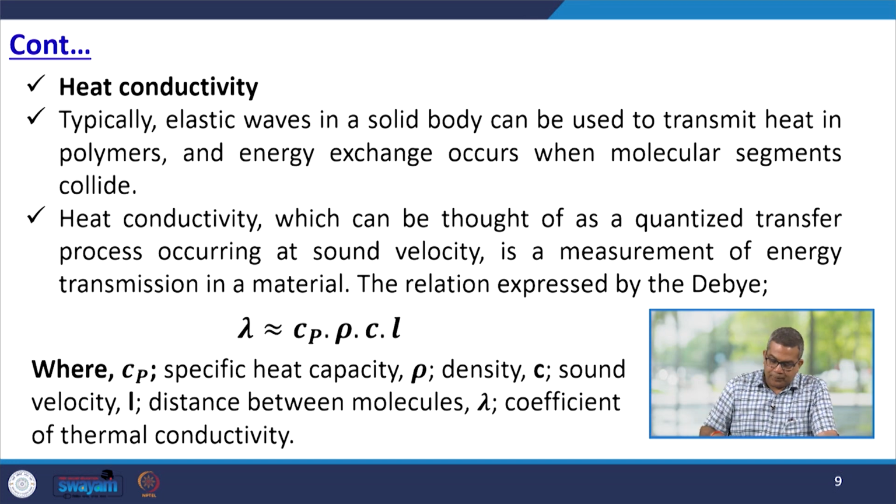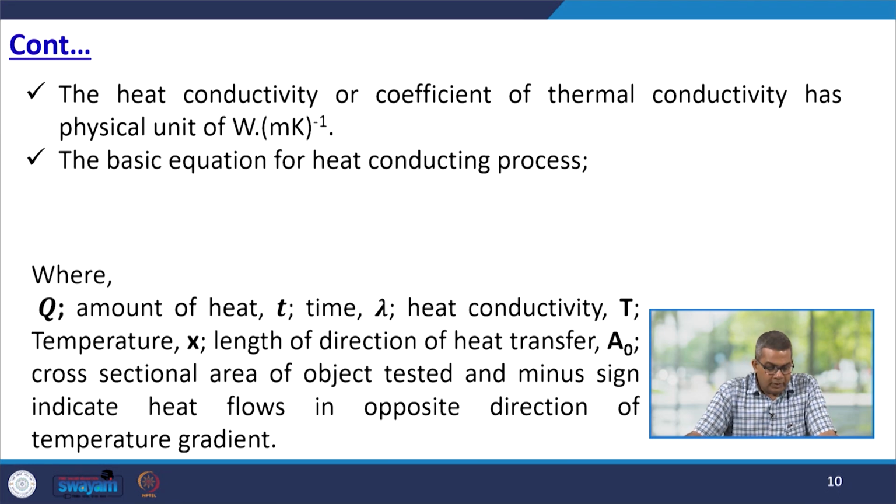The relationship is expressed as given here. Here Cp is the specific heat capacity, rho is the density, c is the sound velocity and L is the distance between the molecules, and lambda is the coefficient of thermal conductivity. The heat conductivity, or the coefficient of thermal conductivity, has a physical unit of watt per meter Kelvin.